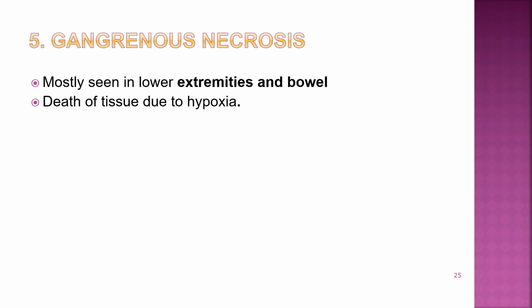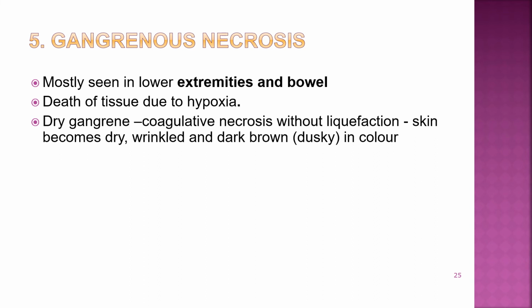The next type of necrosis that we'll see is gangrenous necrosis, which mostly is seen in the lower extremities and in the bowel. Gangrene refers to death of tissue due to hypoxia. There are two types of gangrenous necrosis. The first is dry gangrene, where coagulative necrosis occurs without superimposed liquefaction. In this type of gangrene, the skin becomes dry, wrinkled, and dark brown in color.